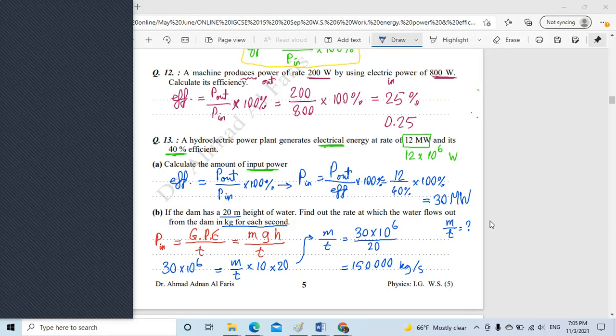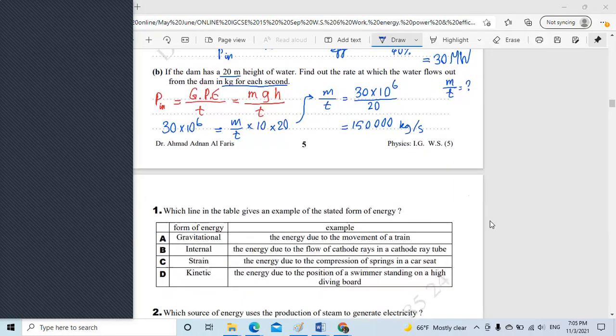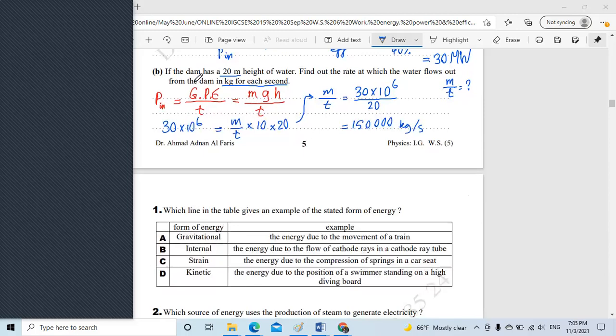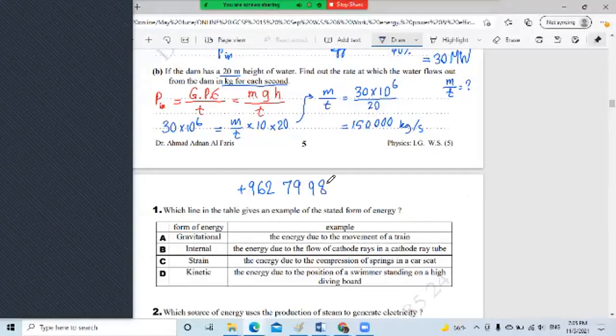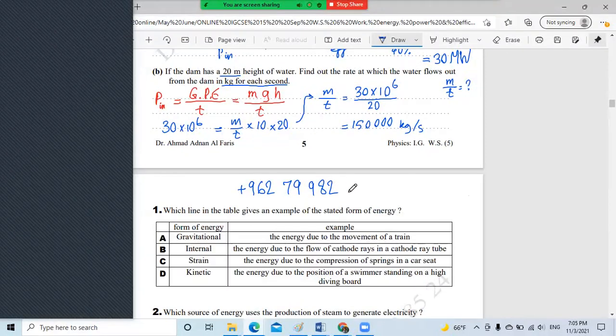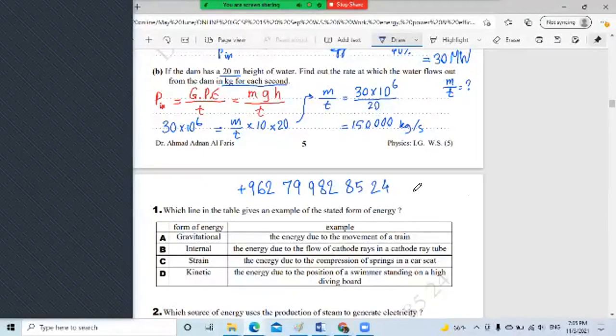Should I send the homework, Maryam? Maryam, you are not with me in the group, but you are welcome. No problem. Send me on my number if you want. My number is, let me write it down for you, 962, the code of Jordan, 79982, then 8524. This is my phone number. You can send me whatever you want on WhatsApp.